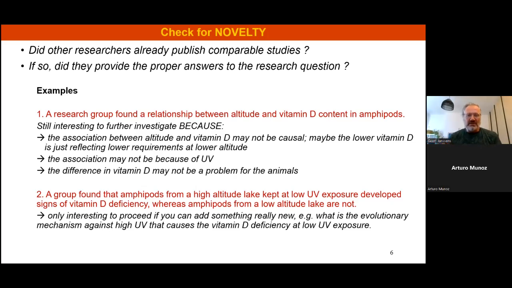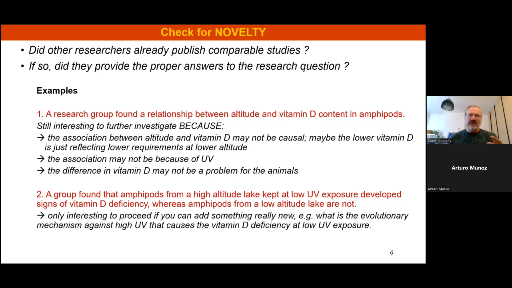Is there any opportunity to further work on that? Well, not so much anymore, except it can still be interesting because maybe that group didn't look at all at possible mechanisms. So it might still be very interesting to see what is the evolutionary mechanism against high UV that caused the vitamin D deficiency at low UV exposure.